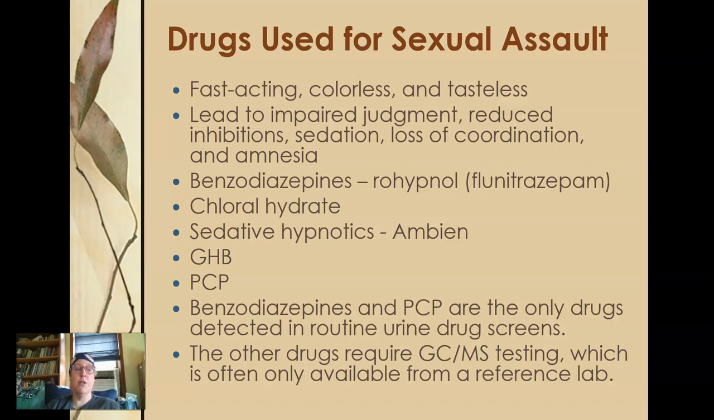But if a woman believes she has been sexually assaulted using something like GHB, then she can go to the ER, of course, have all the workup done, and they can actually get the specimens necessary. It's usually a urine specimen for a regular drug screen to see if PCP or benzos show up, and they send the rest off for the GHB and chloral hydrates and sedative hypnotics. They can specifically test for those, and that can be part of her case.